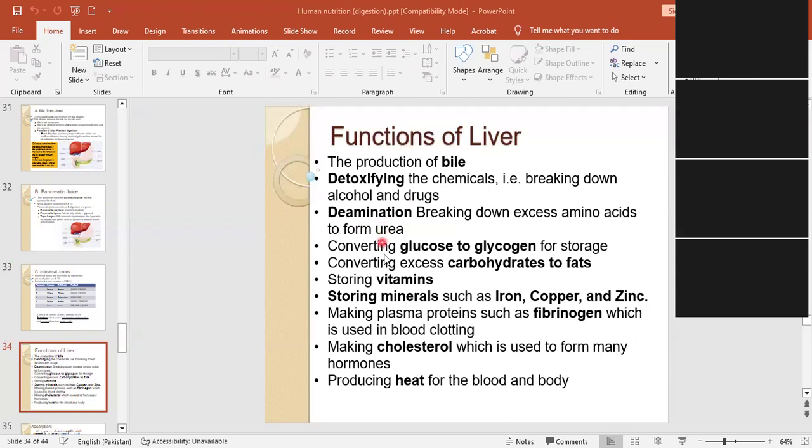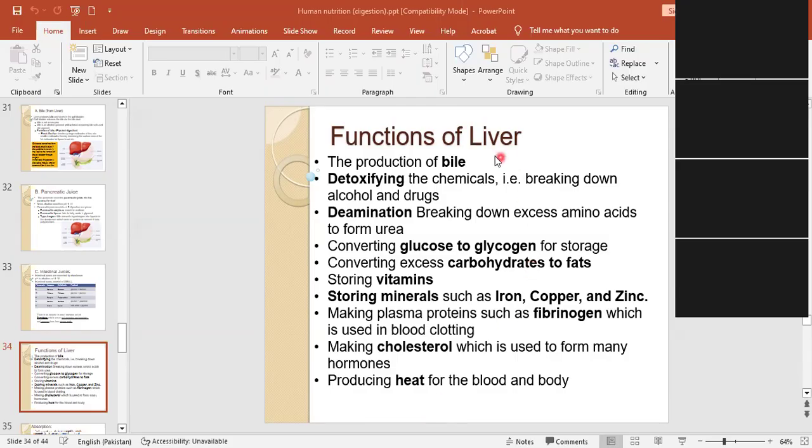Okay, other than that, what does it do? It helps in storage. Storage of what? When the glucose is converted into glycogen, the complex molecule of the glycogen is also stored in the liver. Okay? And then it also converts the excess carbohydrate to fats. Also stores the vitamins. Remember vitamin C? The source you had was beef liver too. So some of the vitamins are stored in the liver, and it also stores iron, copper, and zinc. Plus, it also helps in making the cholesterol, and it produces heat as well.